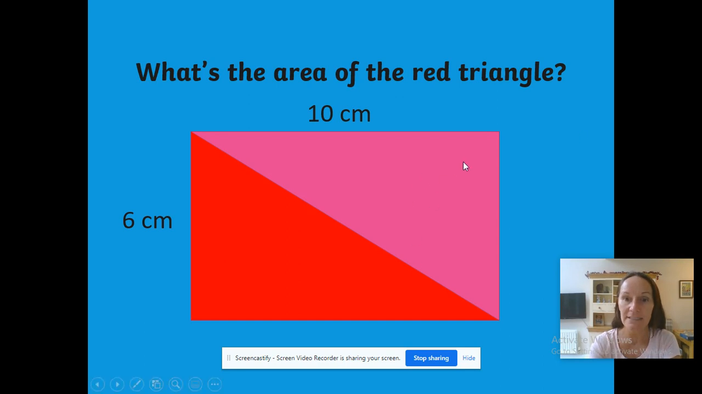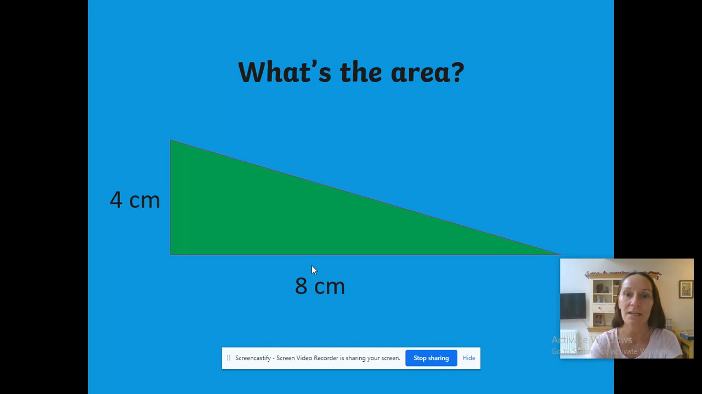Now, to find the area of a triangle, well, we cut the rectangle in half. So if I know what the whole of the rectangle is using the formula length times width, all I need to do then to find the area of the triangle is to halve it. And that's as simple as it is when you're calculating the area of triangles. So now you've got that knowledge, how would you calculate this?